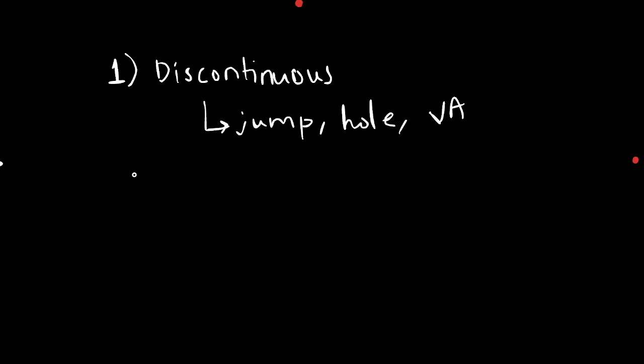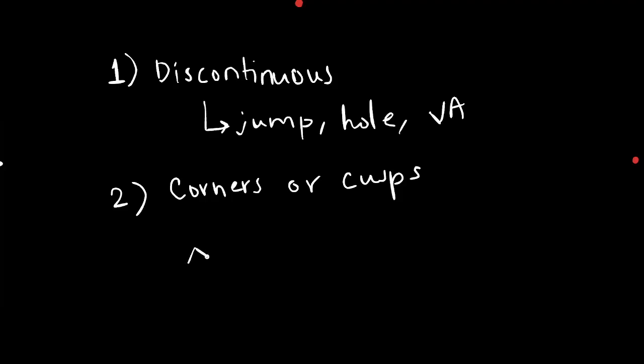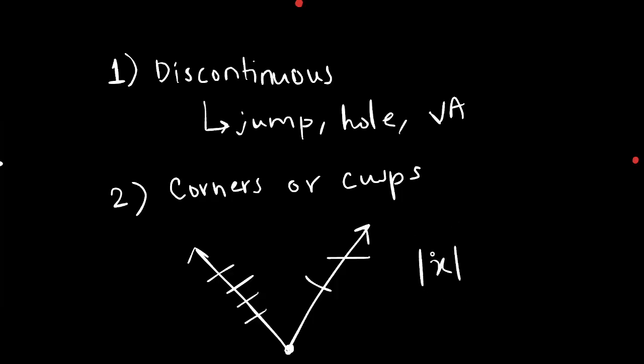Secondly, if we have corners or cusps. If we had a function like the absolute value function, which looks like a V, well, the function has a derivative here, here, here, but this point here, for example, when x is equal to 0, the function is not differentiable. Speaking more formally, it's because the left-handed slope and the right-handed slope don't match, so it's non-differentiable.